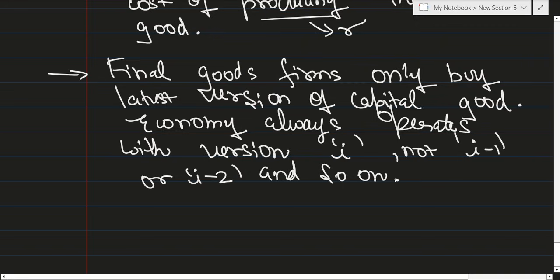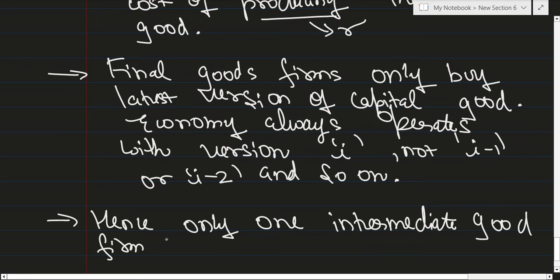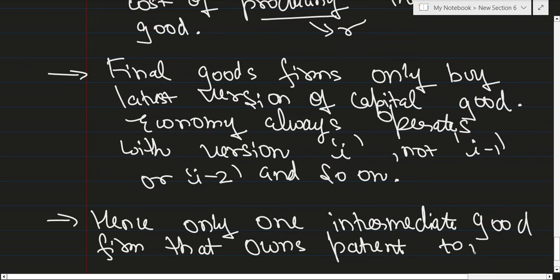Okay, and basically that's the only reason that we have only a single monopolistic firm which is in the business of intermediate goods production, because other firms which lack the design or patent for the latest technology from the research sector are out of business. Hence, only one intermediate good firm that owns the patent for version I will operate.